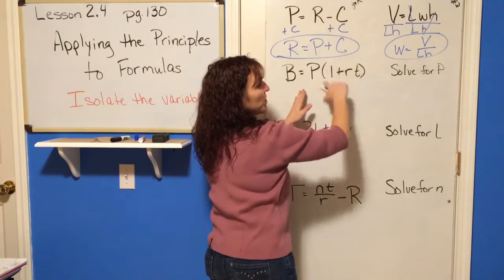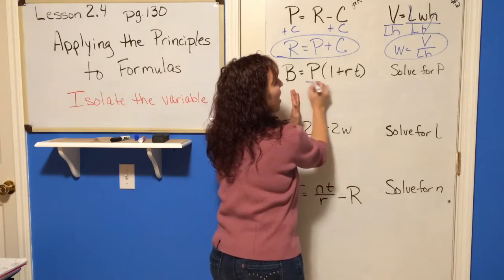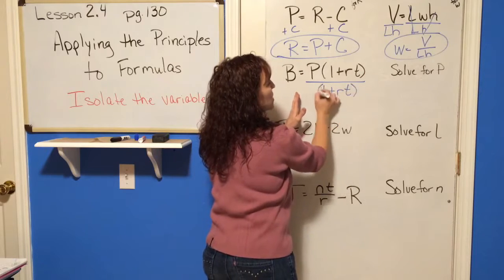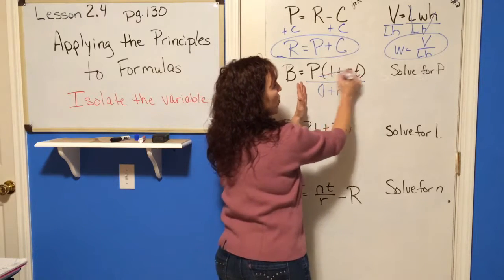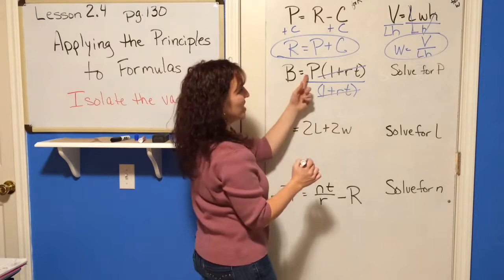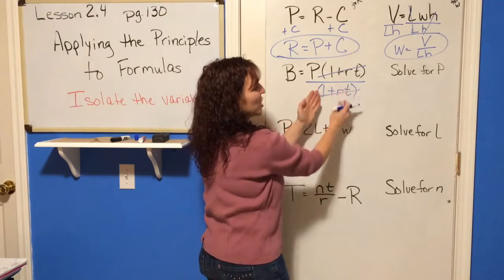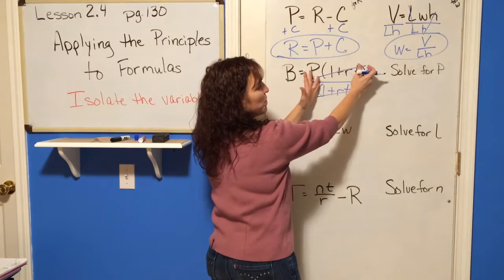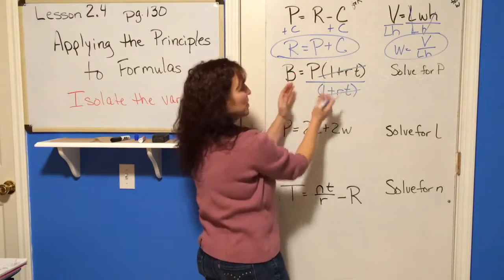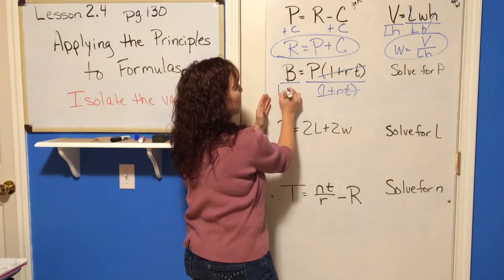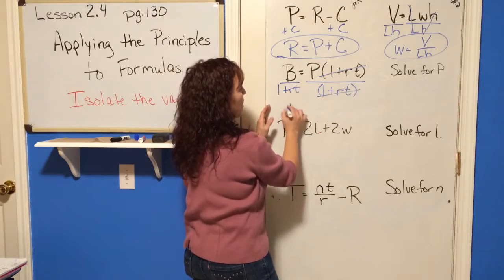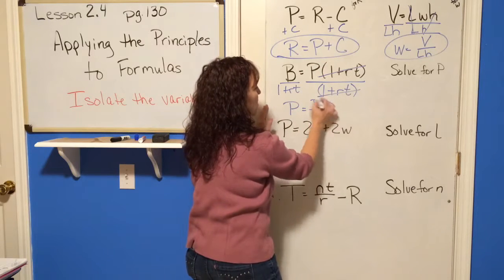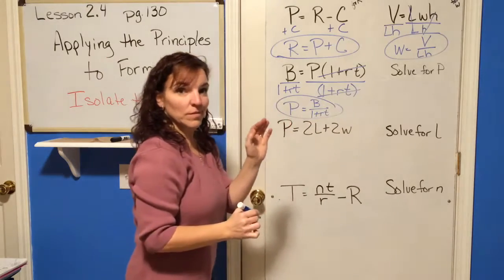You want to actually get rid of this whole part. So you can divide by that whole binomial, that whole sum, because now this whole thing will reduce. Because this is multiplied, I can do that. I can't do that with a part of this because this is added, but I can do that with the entire binomial because the whole thing is multiplied. So then I would have to divide on this side. So now P equals B divided by 1 plus RT. There's your new formula. Easy sneezy.